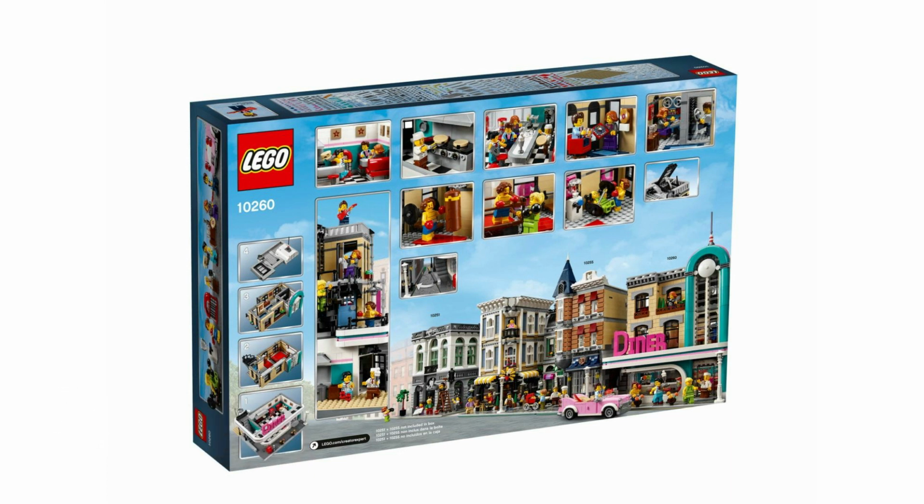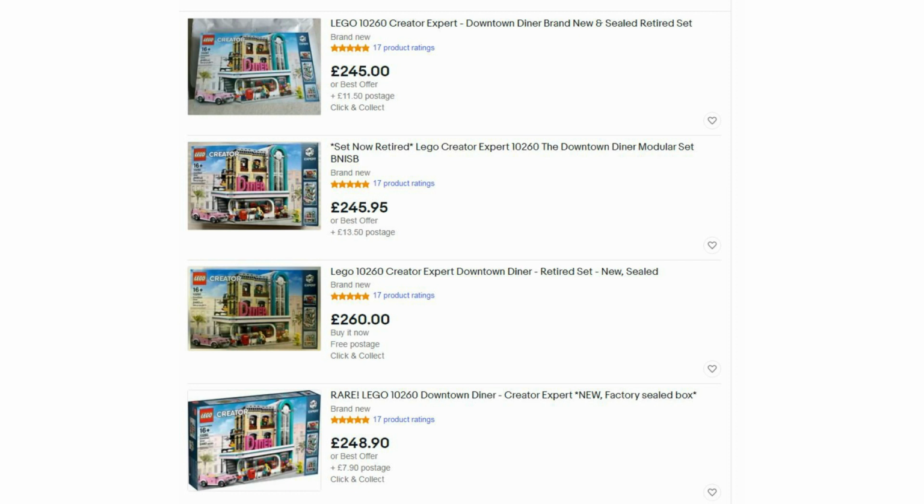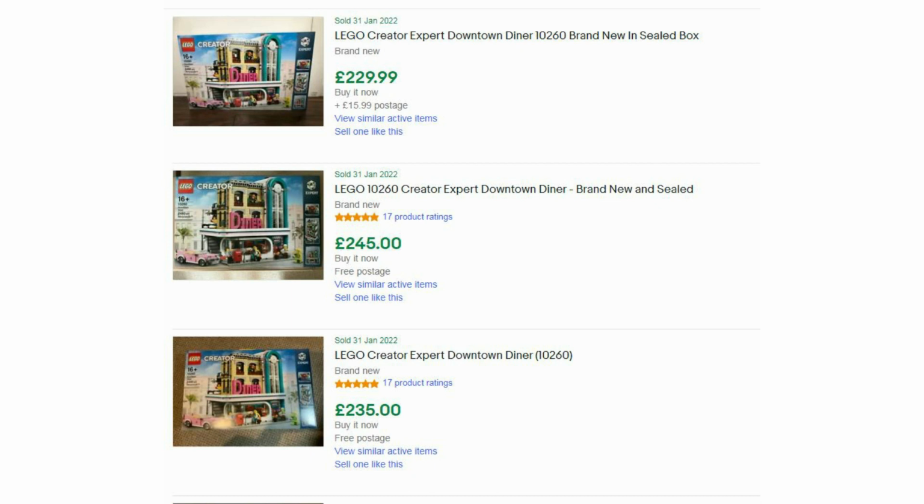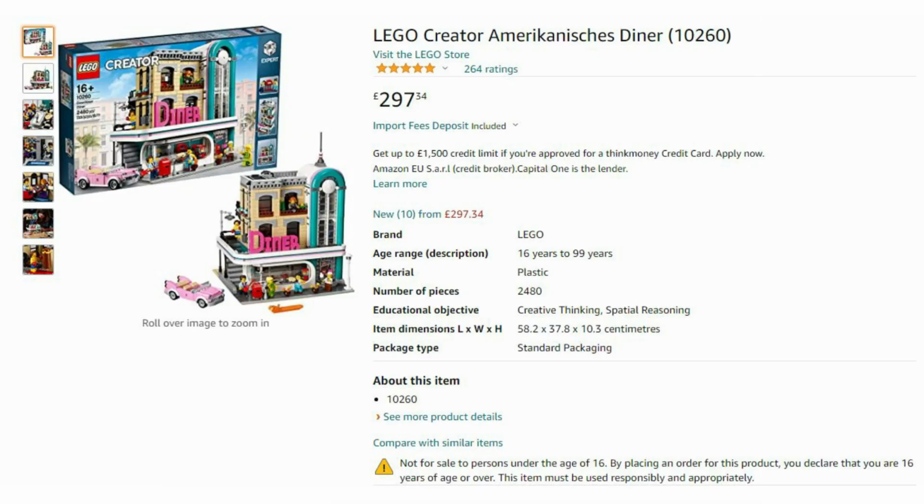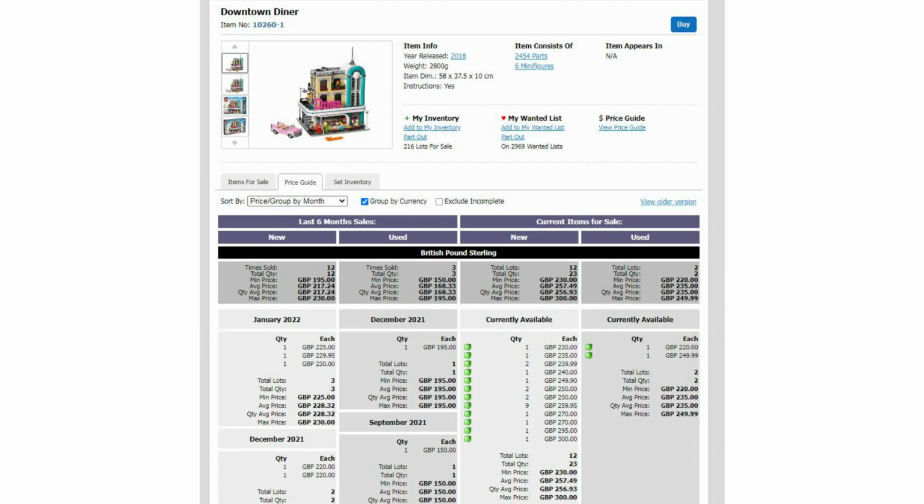Now on eBay they're currently going for about 255-ish or so. Recently some of them have sold at the £235 to £240 mark when we take into consideration all the shipping. And on Amazon, these are listed for around 297 at the moment, but there are not that many available. And on BrickLink, the lowest you can see in the UK is £230.